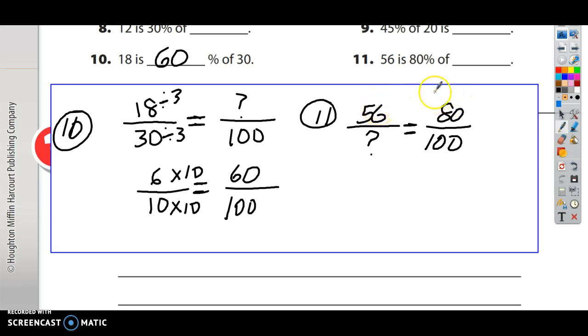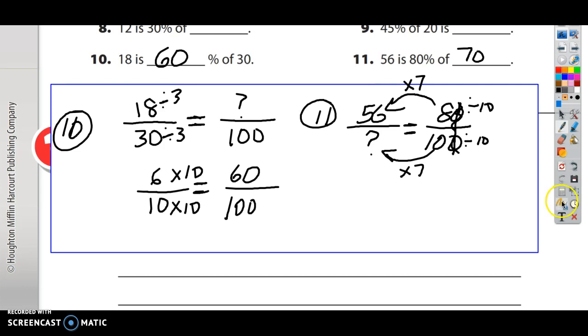Does 56 go into 80? It does not. So I'm going to simplify by dividing by 10. Watch what happens if I divide these by 10. 80 divided by 10 is 8, and 100 divided by 10 is 10. Basically, it's the same thing as taking these zeros and crossing them off. Now just to look backwards, how do I get from 8 to 56? I multiply by 7. 8 times 7 is 56, so I need to do 10 times 7 is 70. The unknown number is 70.